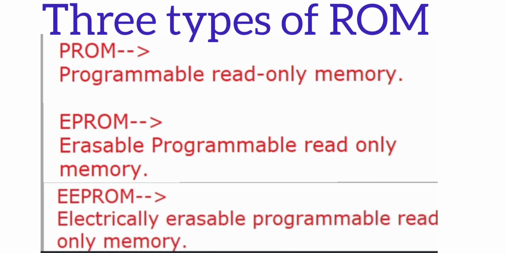Three types of ROM. PROM, programmable read-only memory. The data is permanent, and cannot be changed. EPROM, erasable programmable read-only memory. It can be programmed and erased, enabling it to be reused. EEPROM, electrically erasable programmable read-only memory. In this EEPROM, data is divided into small amounts, allowing access to individual bytes of memory. So that is EEPROM. In the ROM, data will be stored permanently.